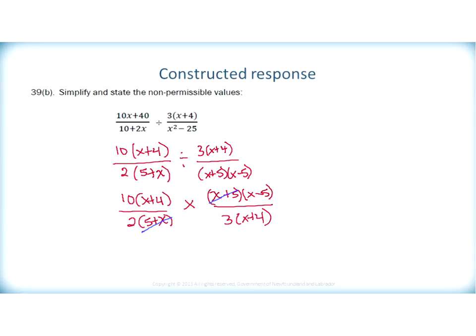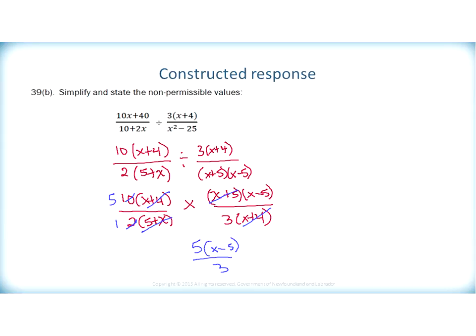We have x plus 5 and x plus 5, x plus 4 and x plus 4. We have a common factor of 2 here. This would leave us 5 times x subtract 5 over 3.